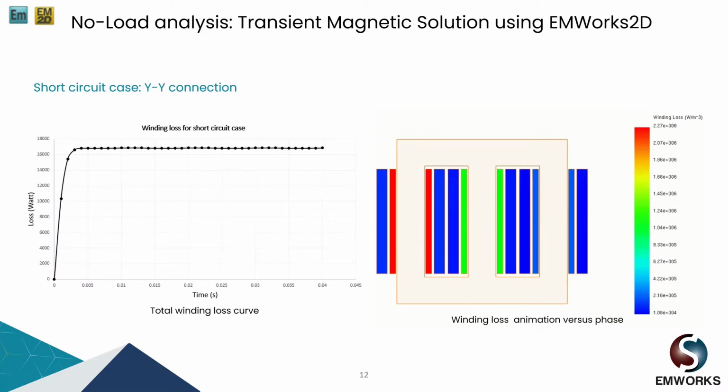Okay, so the winding losses for the short circuit case are computed. The total winding losses are computed for all the windings of the transformer, and can be seen in the left figure. The losses reach values of around 17 kilowatts, which is high copper losses. At the right side we can see an animation of the winding loss versus phase. So the loss distribution is plotted and animated versus phase or time.